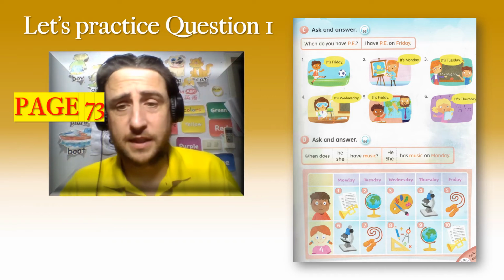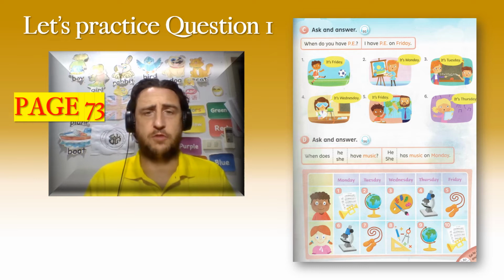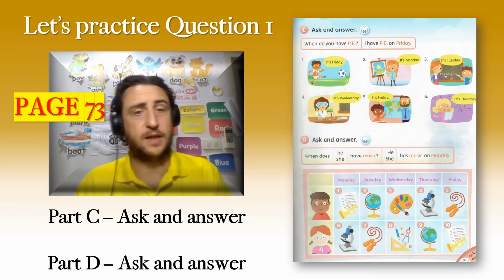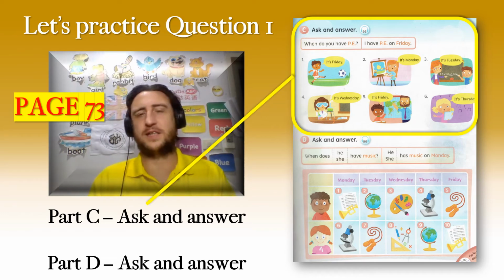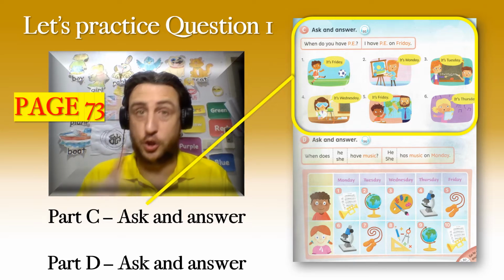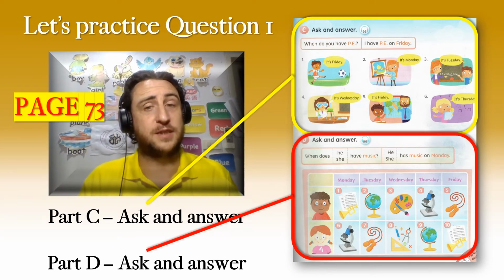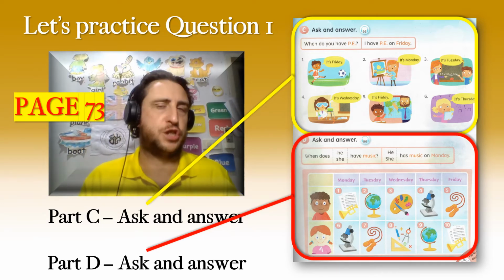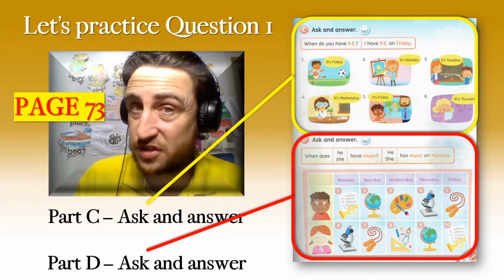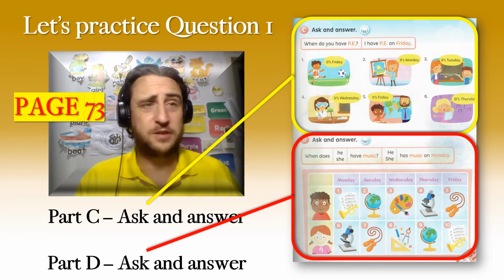This is the page in the student book that I want you to look at, page number 73. Part C, ask and answer, and part D, ask and answer. In part C we are going to practice the question, when do you have, and the answer I. And in part D, we are going to practice the question, when does she have, or when does he have, and the answer he has or she has. Not have. That's what we're going to do now.